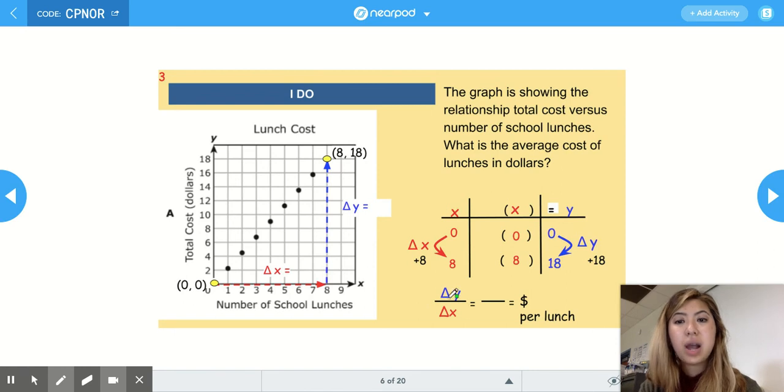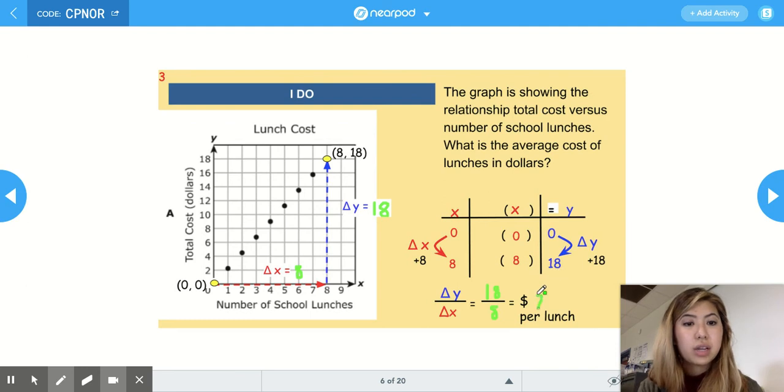And now we have to figure out what our change in y is over our change in x to figure out the cost per lunch. So our change in y from 18 to 0 is 18. So that's going to go here. And then our change in x from 8 to 0, that was a difference of 8. So we have 18 over 8. And when we divide, we get 2.25. So that means that the cost per lunch is $2.25.